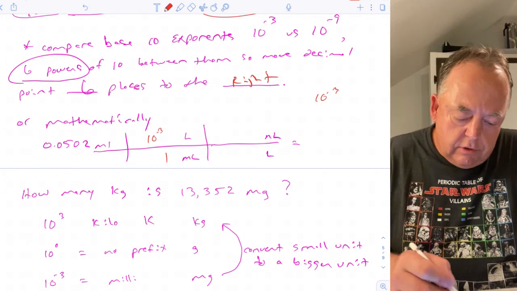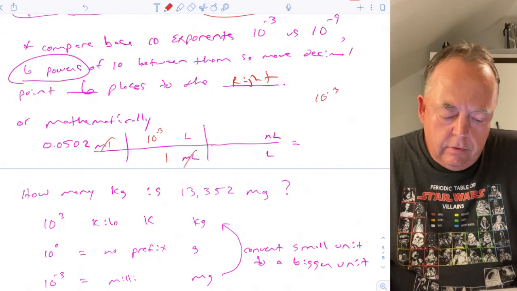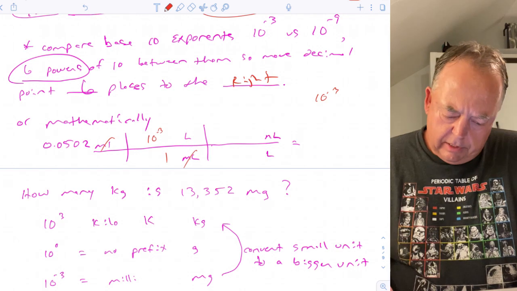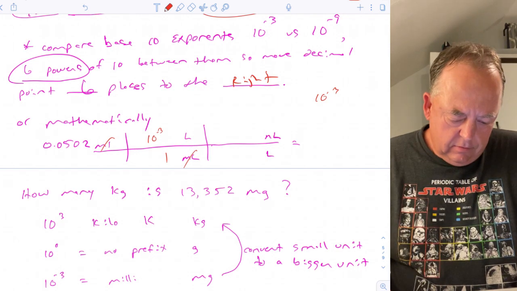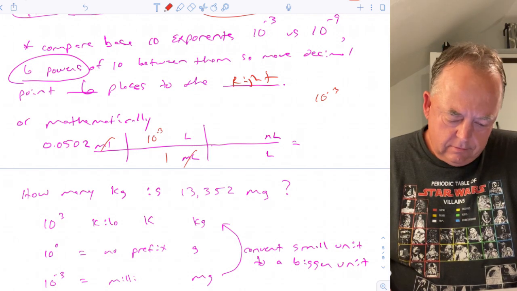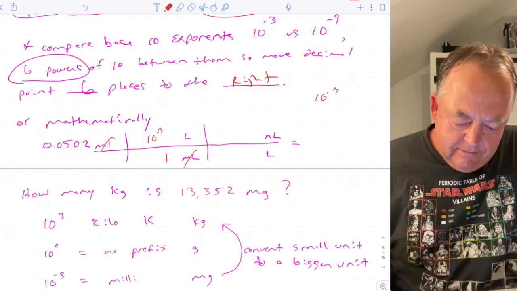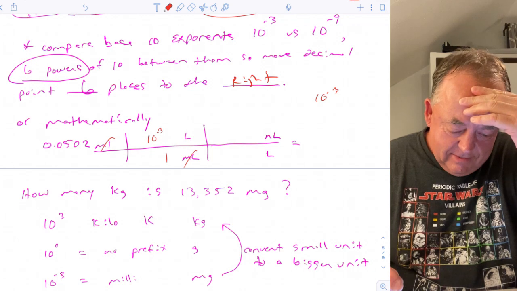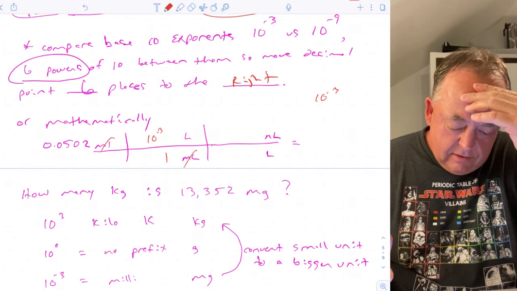And now milliliters cancel. So now the units would be liters, and, am I doing this right? I feel like I'm doing this wrong. No, I'm doing this wrong. What's wrong with this? Okay.